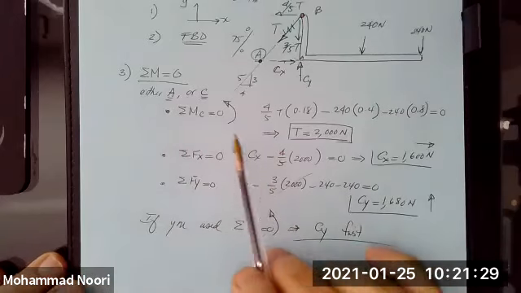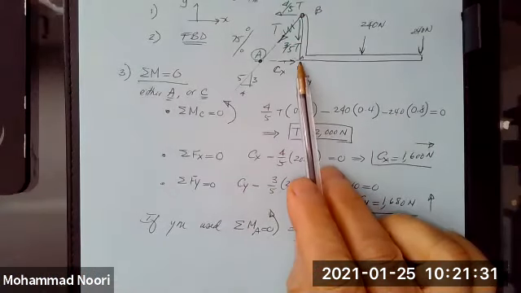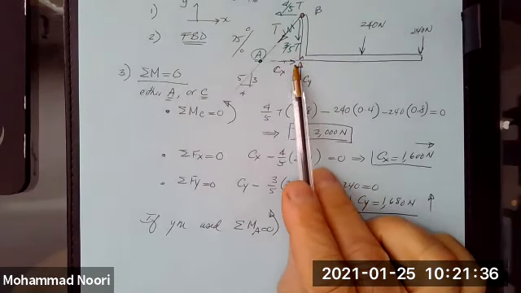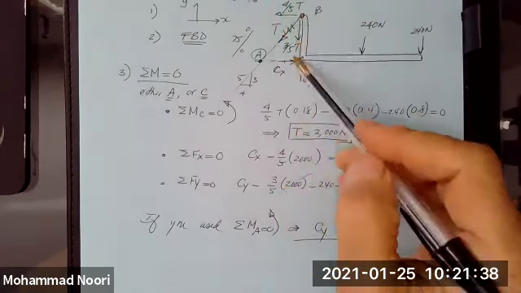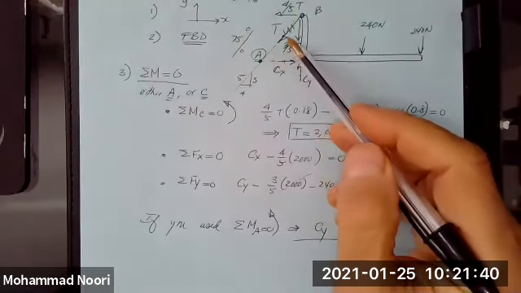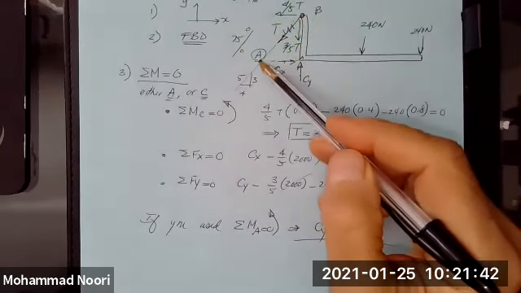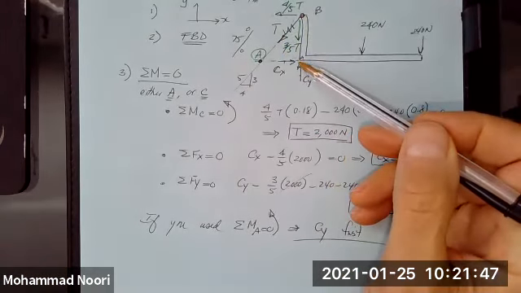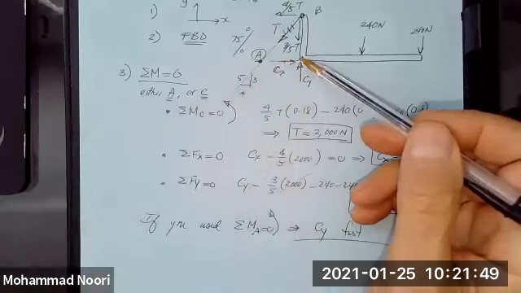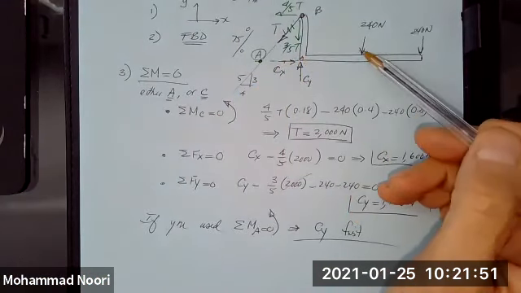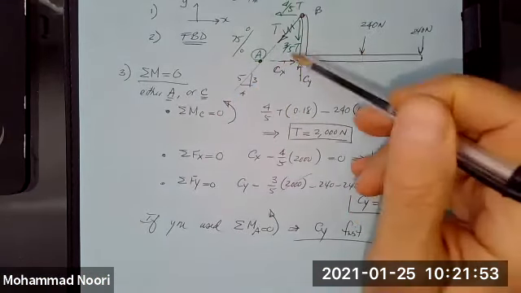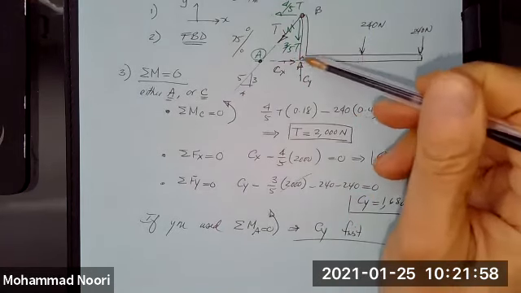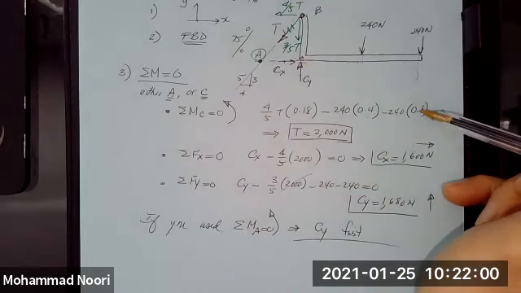Sure. For the moment equation, I'm taking summation of moments about the point of intersection of two unknowns, right? Of course, I've resolved this force into its components. You can resolve it either at this point or this point, it doesn't matter. It's easier here. So, what are the forces that generate moment about point C? This one, what is the vertical distance from here to here? 0.4. This one, the vertical distance is 0.8.